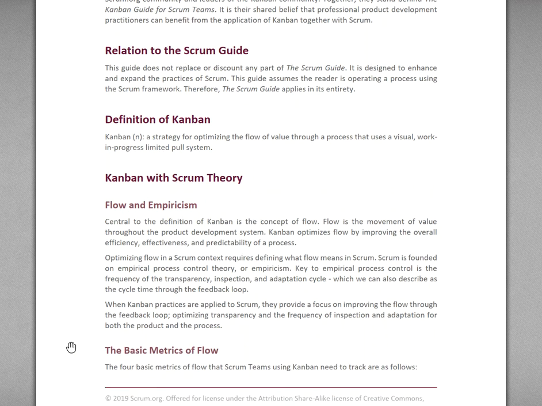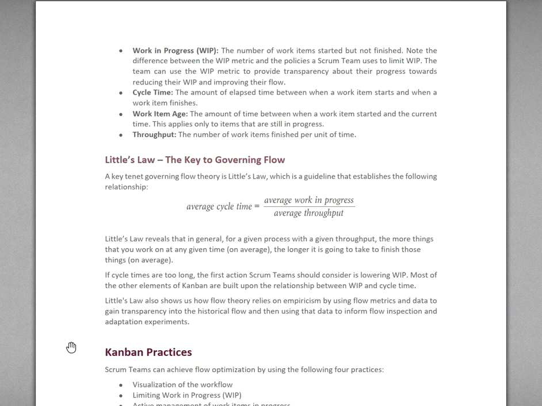Then we are going to the basic metrics of flow. There are four basic metrics: work in progress, cycle time, work item age, and throughput. Work in progress is the number of work items started but not finished. The team can use the work in progress metric to provide transparency about their progress towards reducing their work in progress, and it can improve their flow.